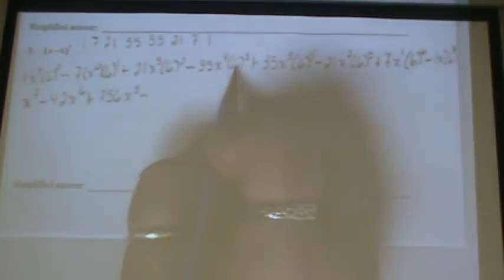Bring down your addition. You have 6 squared, which is 36, times 21, which is 756, times your x to the fifth. Bring down your minus. You have 6 cubed times 35, which is 7,560 times x to the fourth.